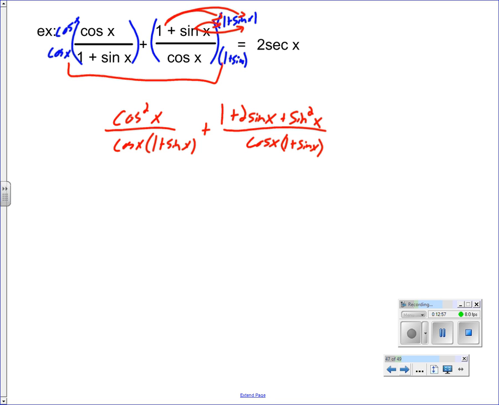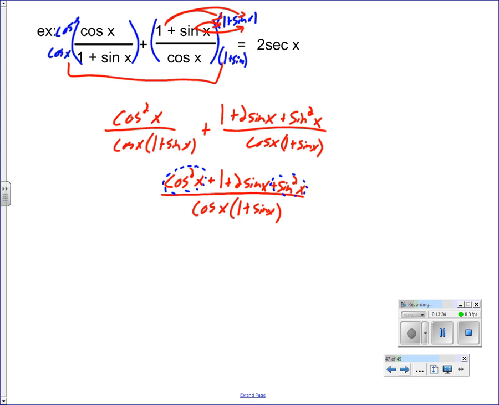So now we're going to actually add them together, combine this all into one fraction. So I'll have cosine squared x plus 1 plus 2 sine x plus sine squared x all over cosine x, 1 plus sine x. And now if you look in the top of this fraction, I've got a cosine squared plus a sine squared. Right, so together those are going to make 1. I already have a 1, so 1 plus 1 is going to be 2.